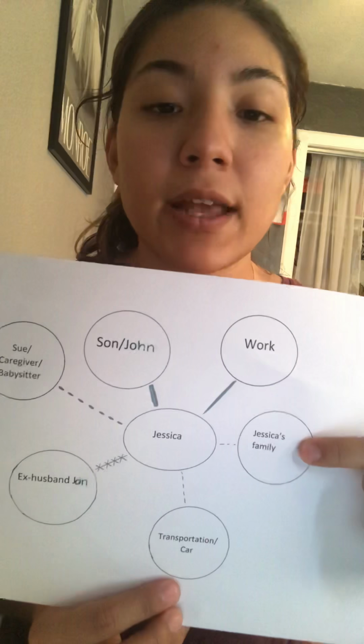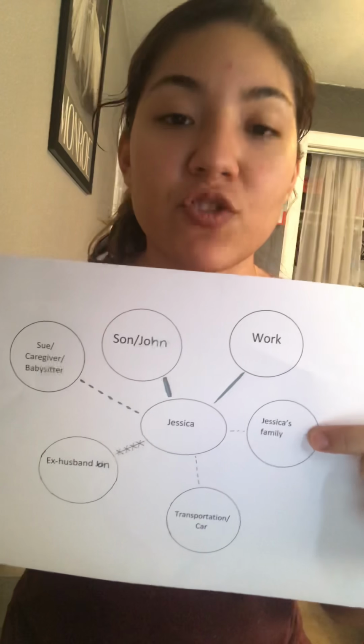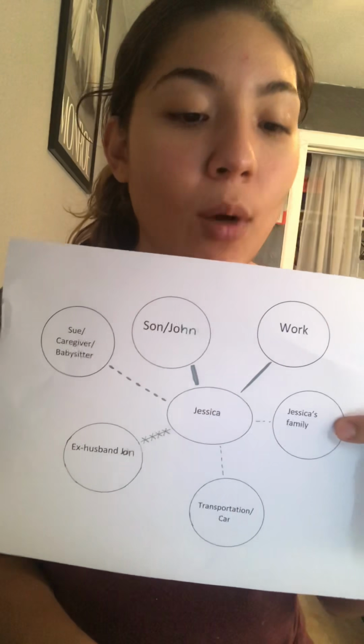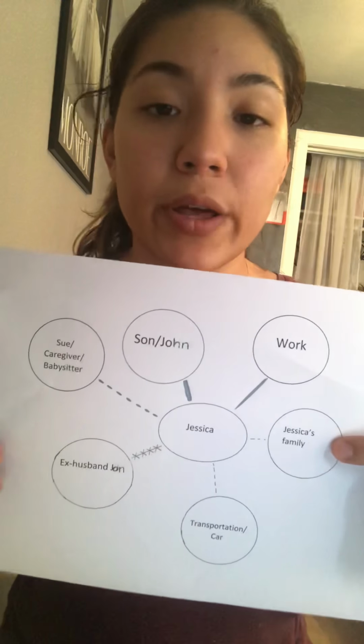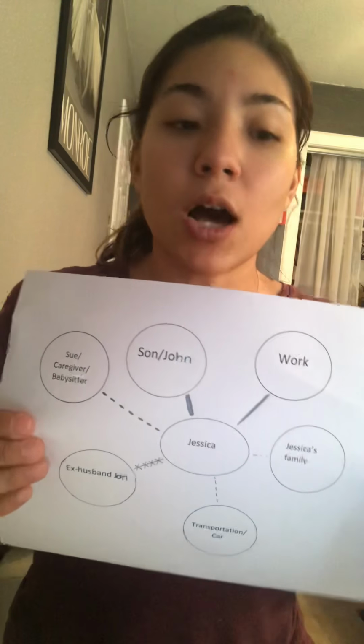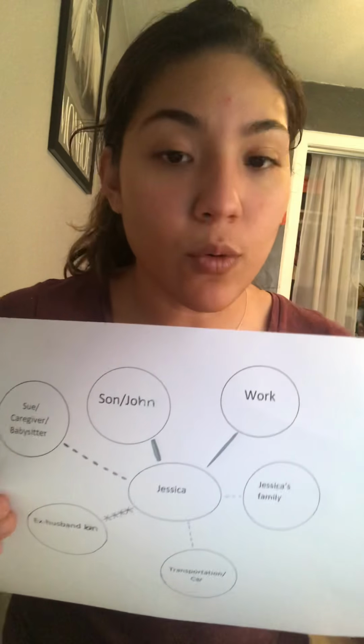And then I also have a dotted line with Jessica's family because it does mention in the case study that her mom tends to blame Jessica for John's autism and behavior at school.